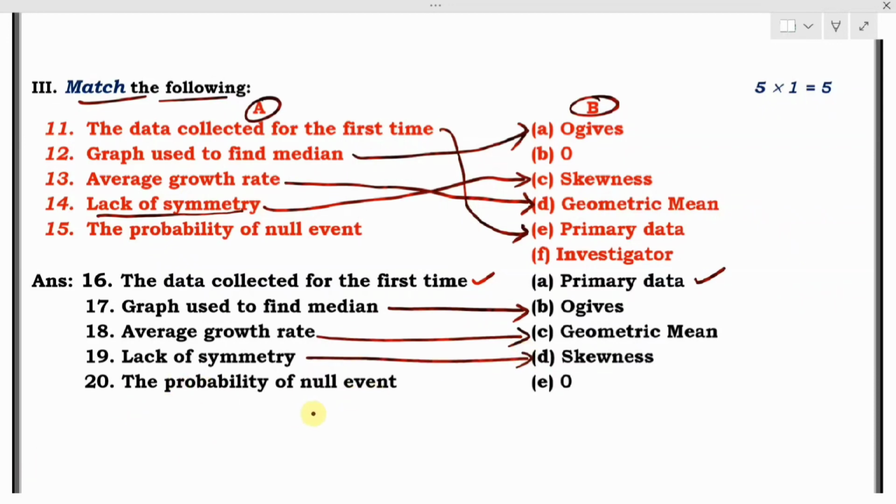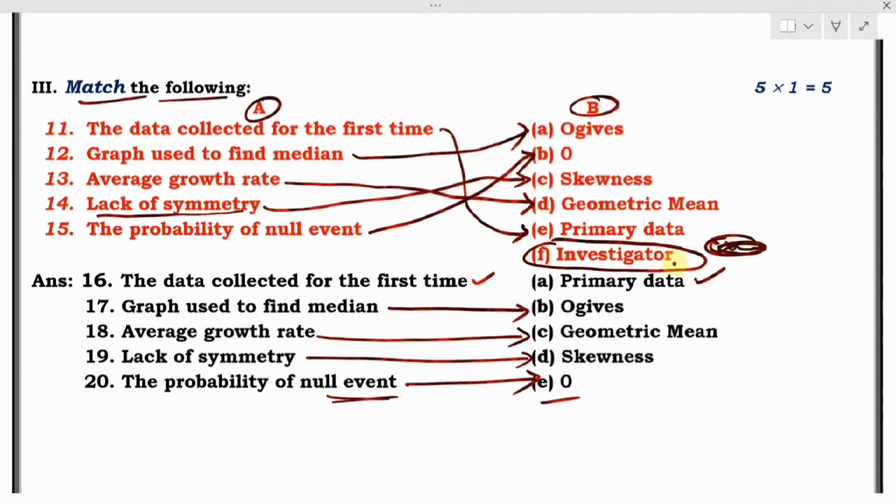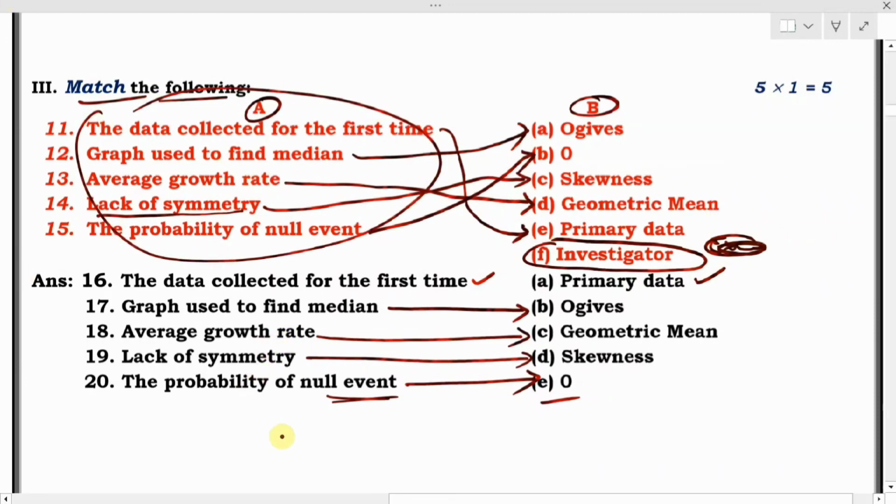The probability of null event is always equal to zero. Null event, no favorable outcomes. So always probability of null event will be equal to zero. Once again, here also this investigator is given as extra answer. No need to match this for any of the questions because it is nowhere matching with these given options. Okay, right after this, we shall go to one mark question answers, wherein question will be given, answer is expected to be written.